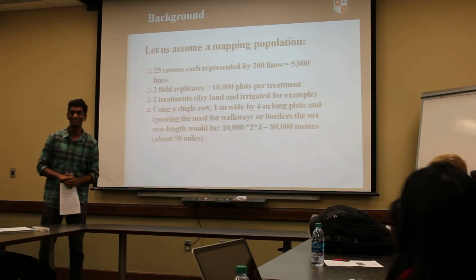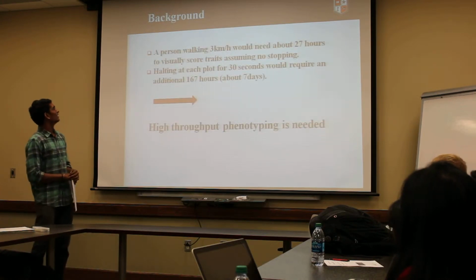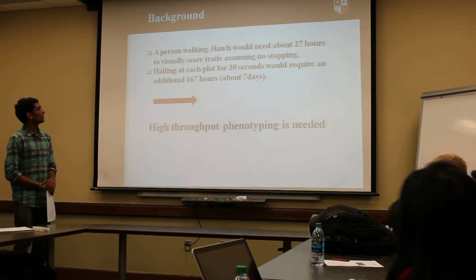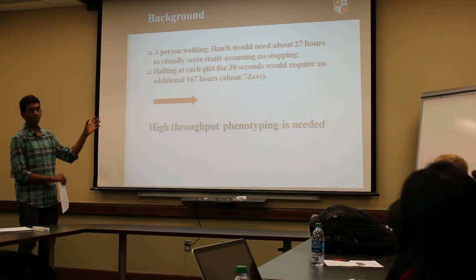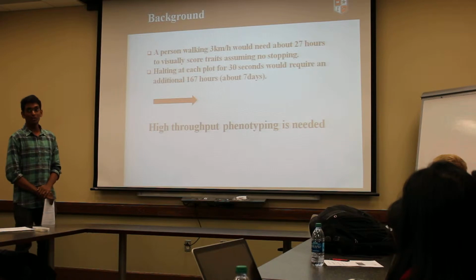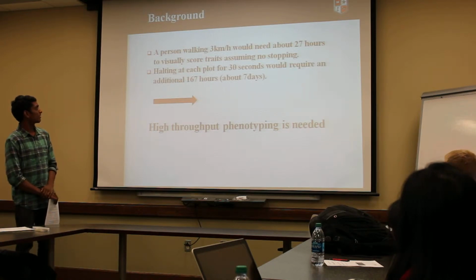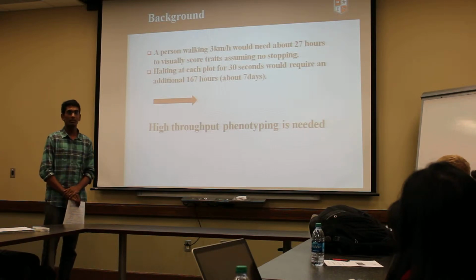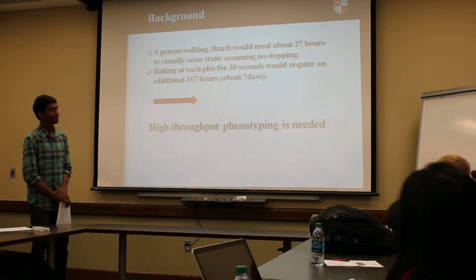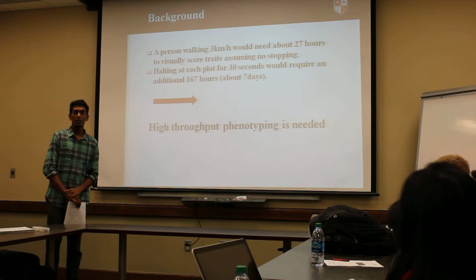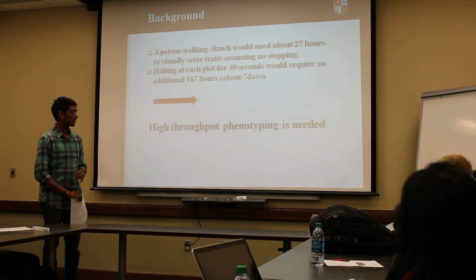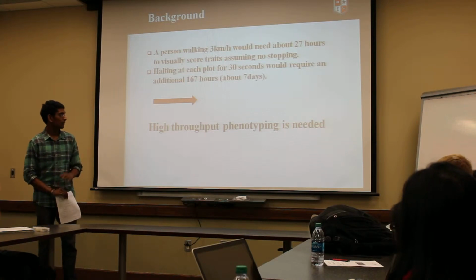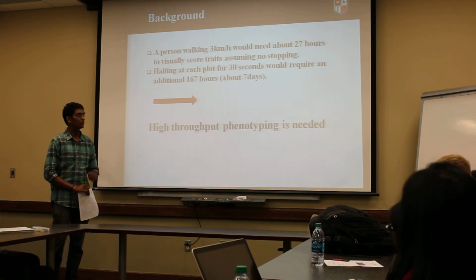Yeah. Can you go to the next slide? So a person walking at 3 kilometers per hour would probably need 27 hours just to visually score all the information, assuming no stopping. Say if the same person stops 30 seconds at every plant, he would probably need 167 more hours, that is approximately 7 days more. So this simple problem statement gives us an idea about the need for going to high throughput phenotyping.